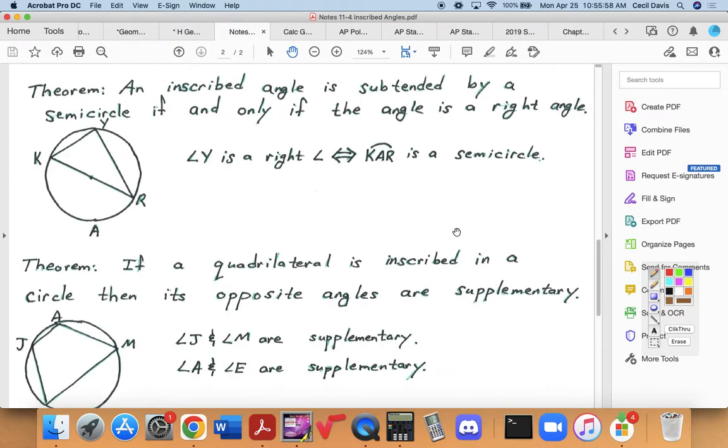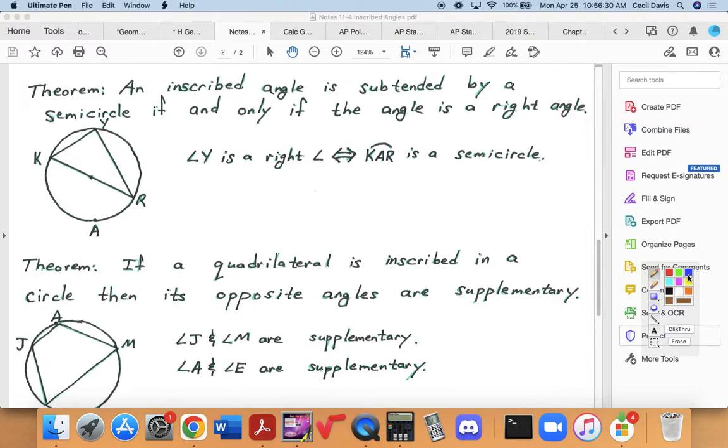These next two theorems are actually corollaries to the first one. Because the first one is true, then these both have to be true. This first one comes up a lot. An inscribed angle is subtended by a semicircle if and only if the angle is a right angle. So here, angle y is a right angle means that KAR is a semicircle, and if KAR is a semicircle, then angle y has to be 90.